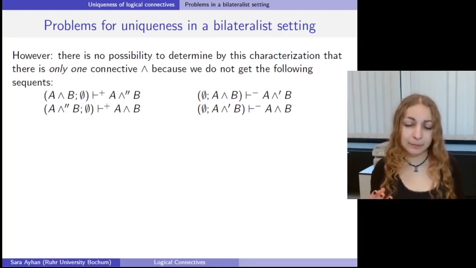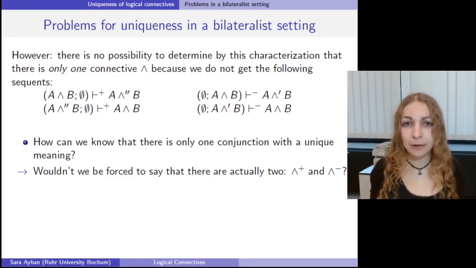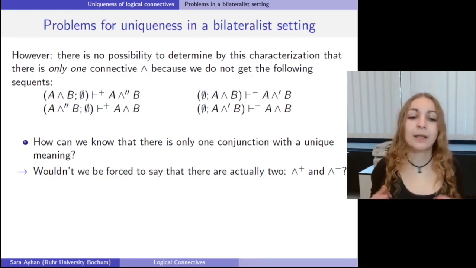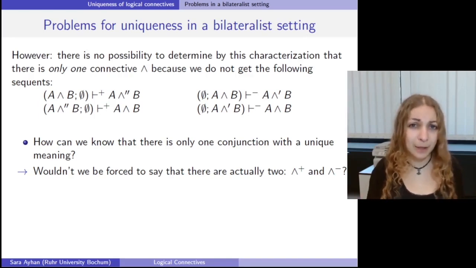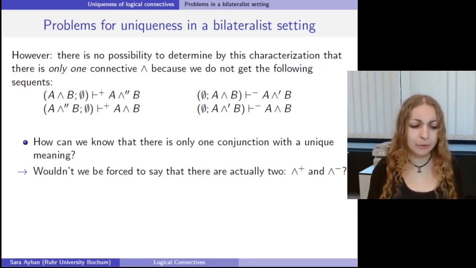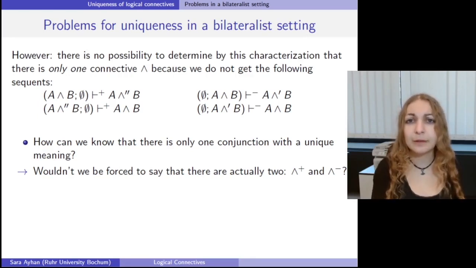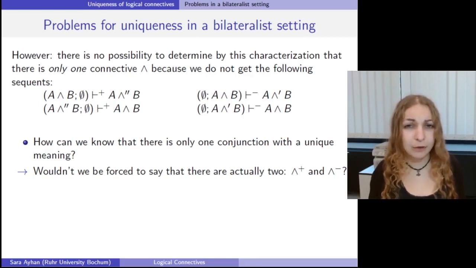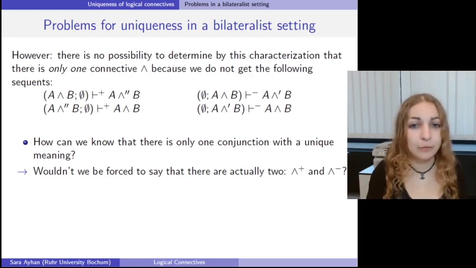So the question is, how can we know then there's only one conjunction with a unique meaning, and that we're not forced to say that there are actually two conjunctions, one for proving and one for refuting? That would be, of course, very undesirable from a proof-theoretic semantics point of view. We want to say that the meaning of the connectives is determined by their rules, and our rules would give us one meaning for conjunction in proving contexts and another meaning in refutation contexts. That would be odd. That's not what we want to say. We want to say that conjunction has one meaning, whether we prove or refute with it. Okay, so this might seem problematic, but let me show you why there's a way out of this.